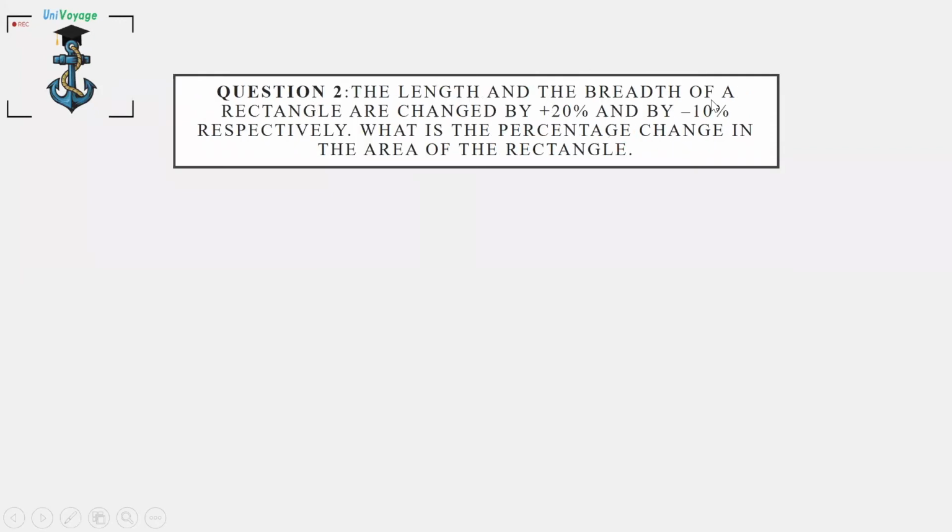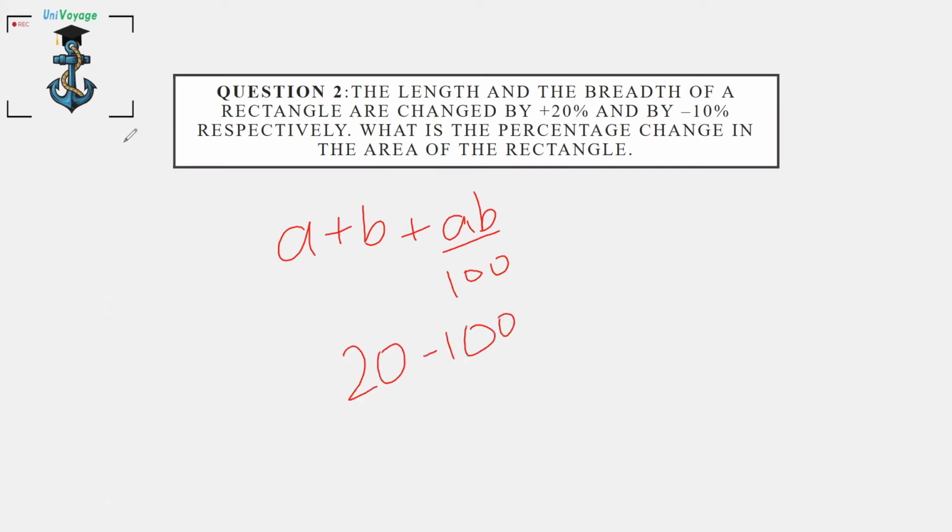The length and breadth of a rectangle are changed by 20% and 10% respectively. What is the percentage change in the area of the rectangle? This is basically the successive change formula which we mentioned earlier: A plus B plus AB upon 100. So plus 20%, minus 10%, and minus 10 into 20 would give you minus 200 upon 100, which is 8%. So the percentage change in area of the rectangle is 8%.